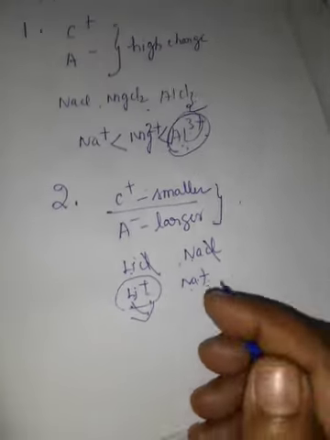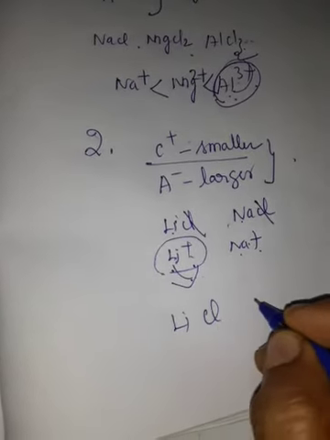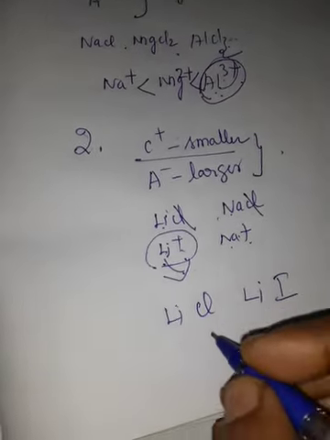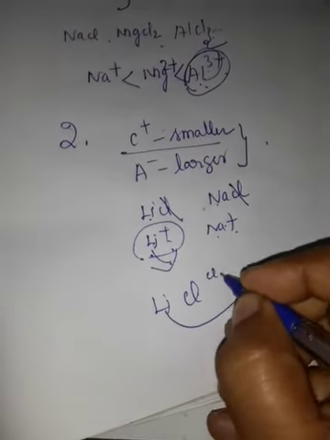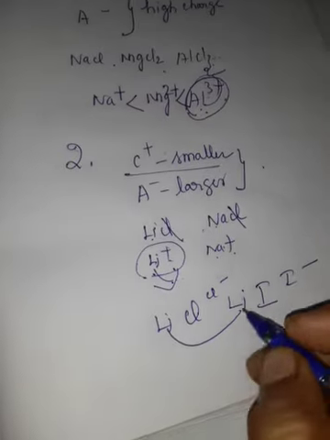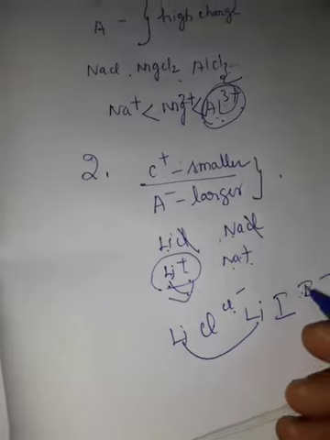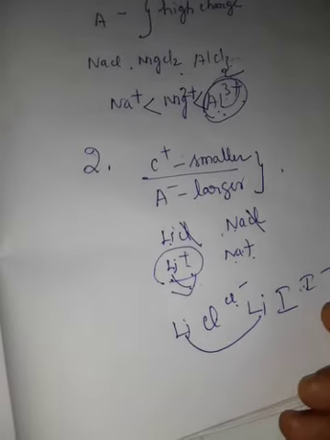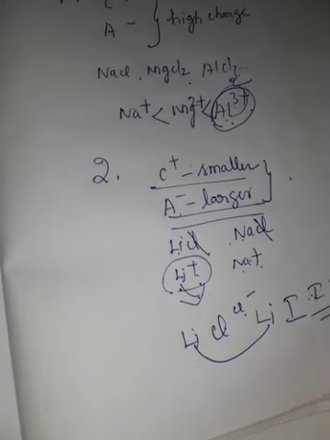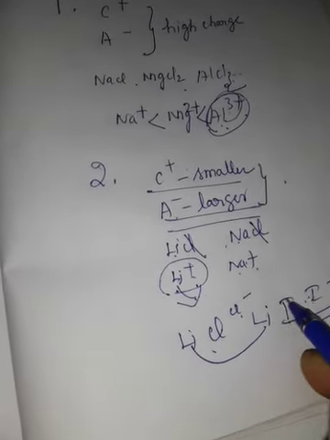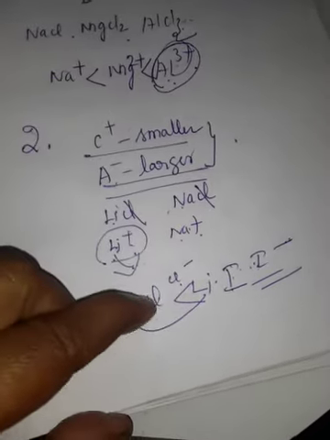Now take LiCl and LiI, where both cations are the same. Now see the anion: Cl minus has atomic number 17, while I minus has more than 50, so iodine is larger. If the anion is larger, there is more polarizing behavior. So among the two, LiI shows more polarizing behavior. This is rule 2.